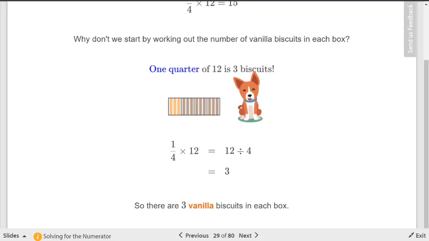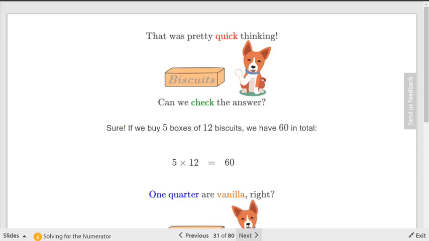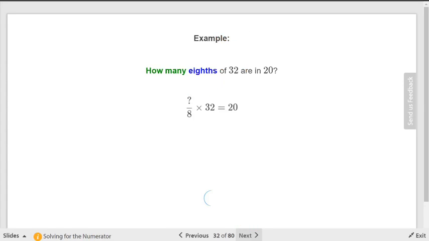Okay. Now, but we did it exactly the right way. I don't like their way. Find out how many vanilla ones there are in each box. Then divide out how many you need to find out how many boxes you need. Okay? All right. It's taking a long time.